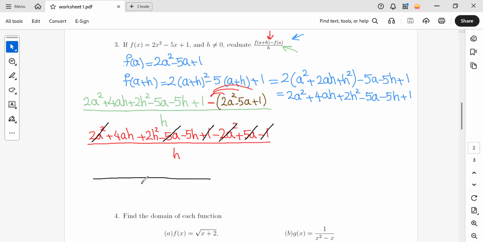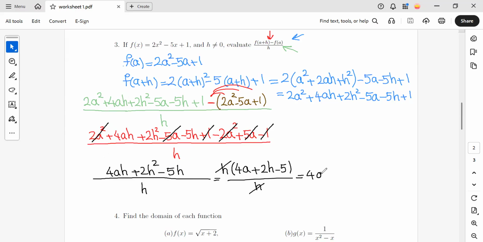The next step, h is here, and we would have 4 times ah plus 2h squared minus 5h. And since I have h at the bottom, I would like to factor h. For the first part, when you factor out h, you would get 4 times a. Second term, when you factor out h, you would get 2 times h and then 5 over h. Now you can simplify these two, and the answer is 4 times a plus 2h minus 5.